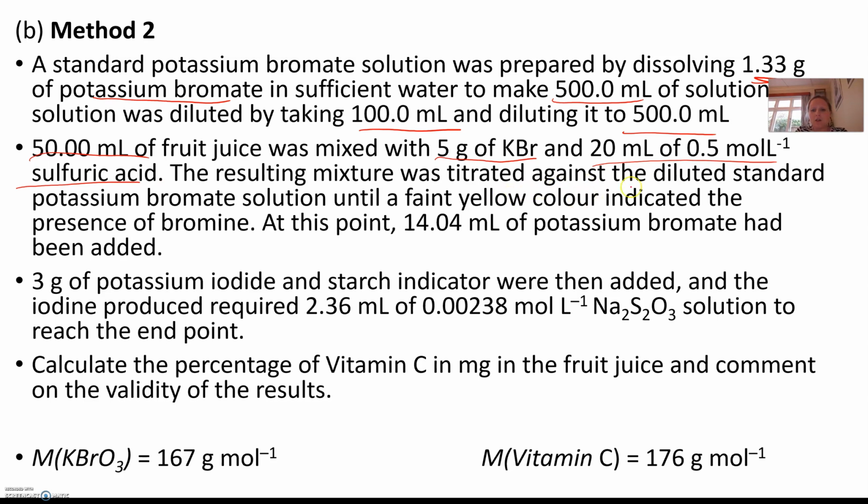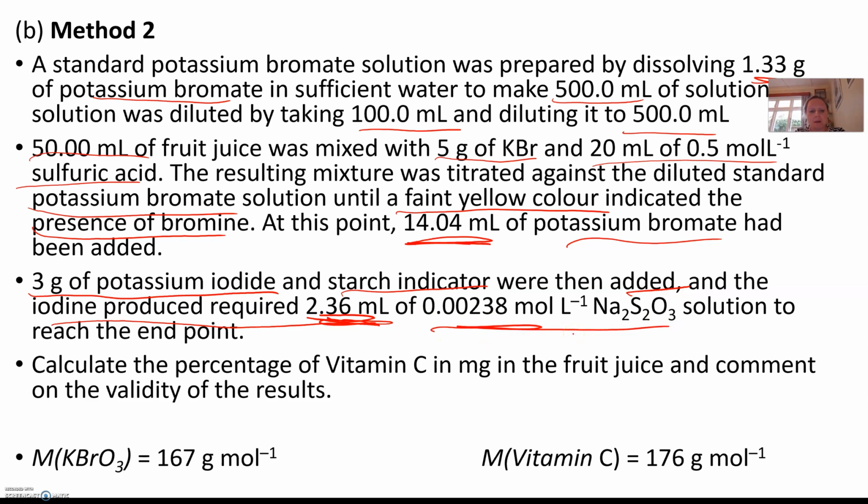The resulting mixture was titrated against the potassium bromate until you see a faint yellow colour, which indicates the presence of bromine. At this point, 14.04 mils of potassium bromate had been added. Then 3 grams of potassium iodide and a starch indicator were added, and the iodine produced required 2.36 mils of sodium thiosulfate to reach the endpoint. Calculate the percentage of Vit-C in milligrams and comment on the validity of the results.